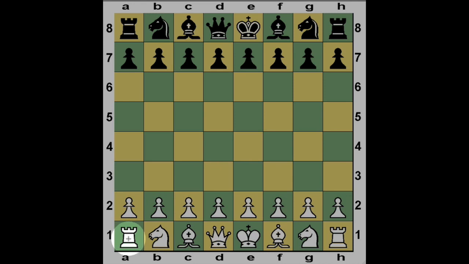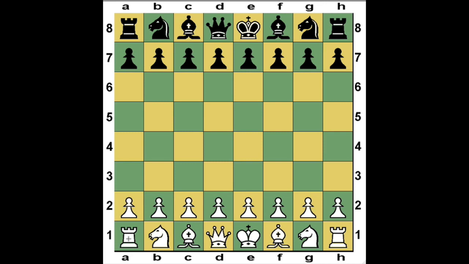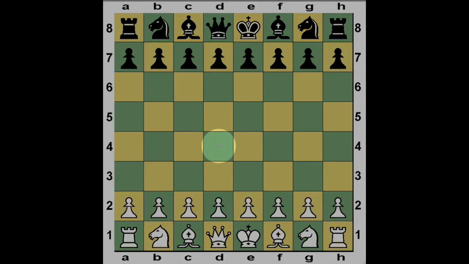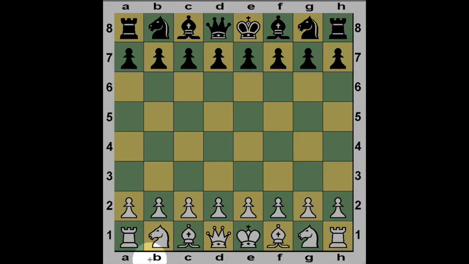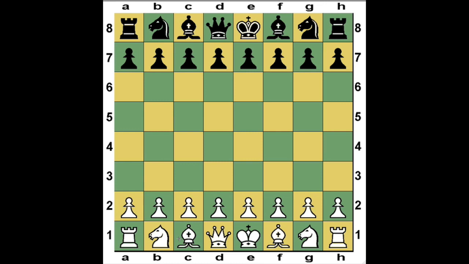A couple of things. First of all, the name of the square is given with the letter first and then the number: A1, D4, F6, and so on. And also the letters for the names of the squares are lowercase letters, lowercase a, lowercase b, and so on. The reason for that is that the pieces are designated by letters as well, and those are uppercase letters.